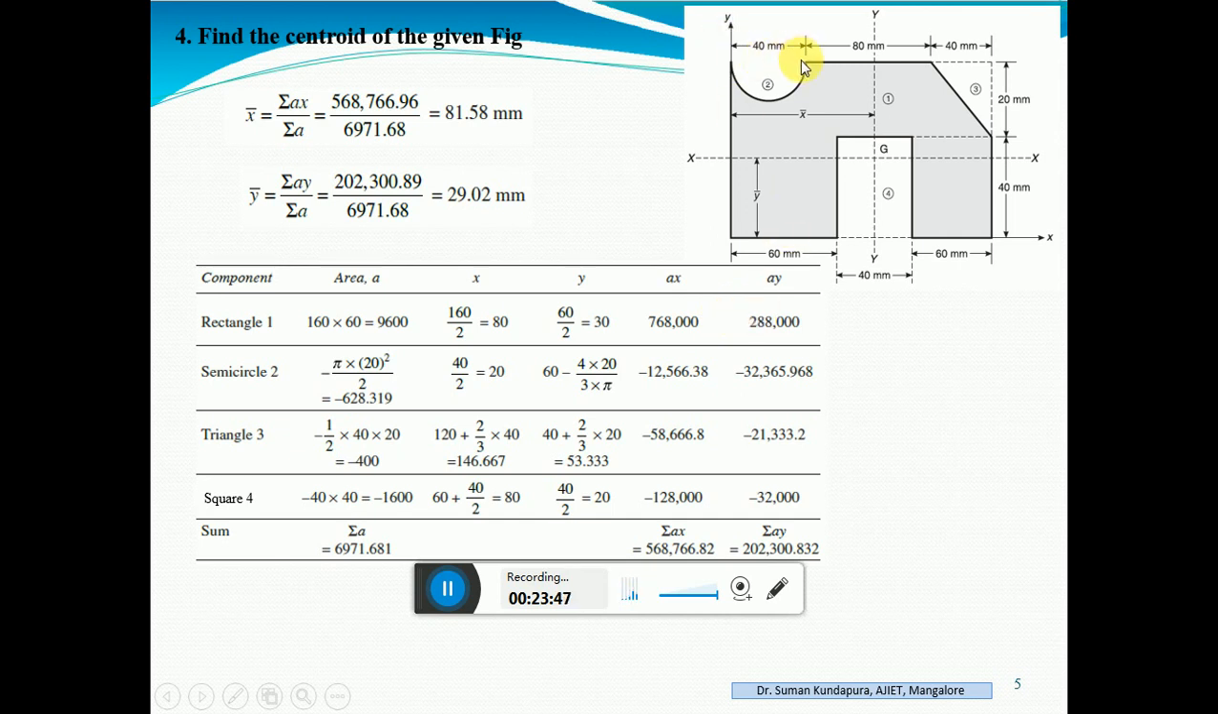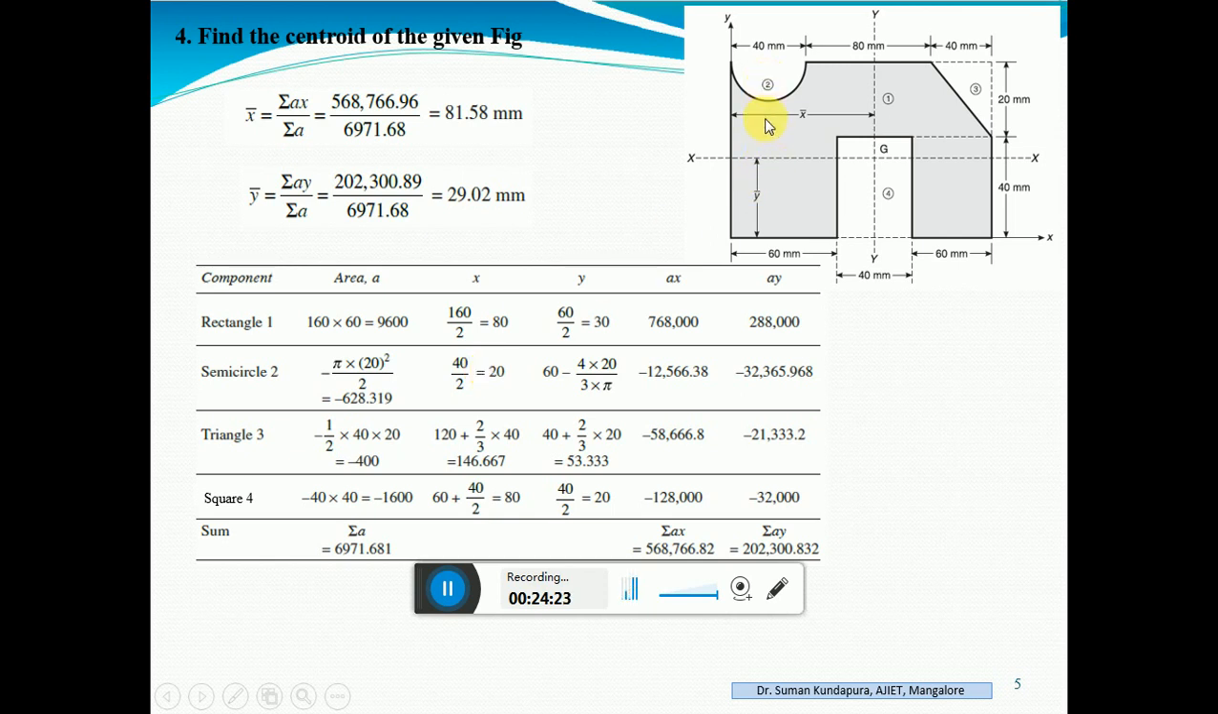Go to the semicircle. Semicircle is placed like this with respect to y and x axis. Area of the semicircle is minus pi r squared by 2, because this is the cutout portion, I have to take it as minus pi r squared by 2. Find out the value of that. Next is x value. X value from the y axis: the whole is 40, 40 divided by 2 is 20.